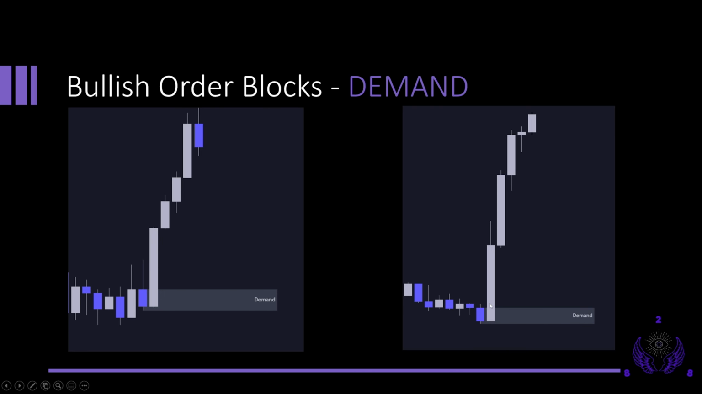So this is another example. Look at this whole price was consolidating, supply and demand, sellers and buyers were fighting, and boom, look what institutions have done.